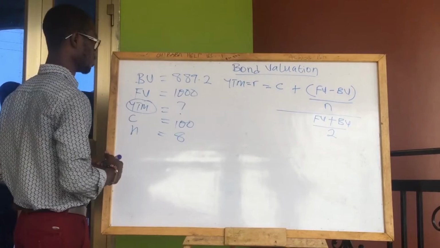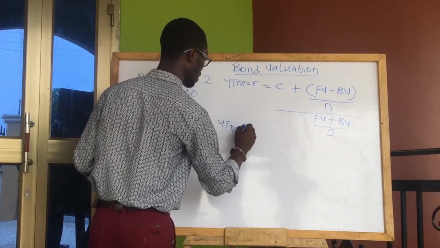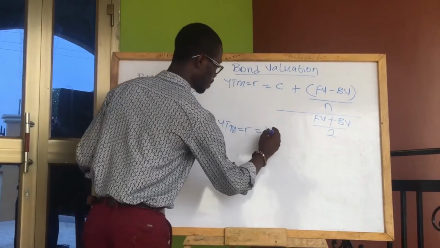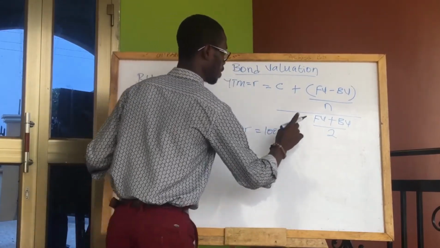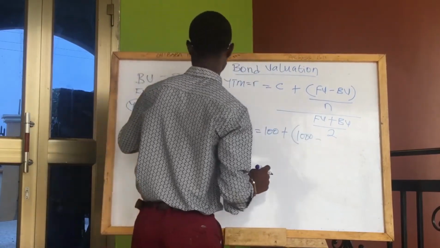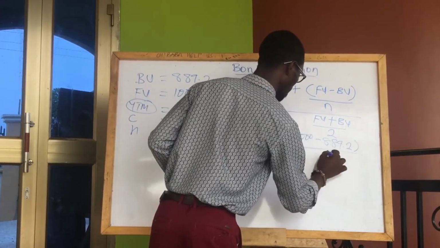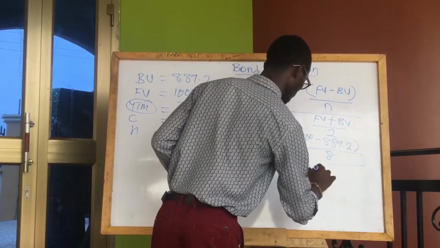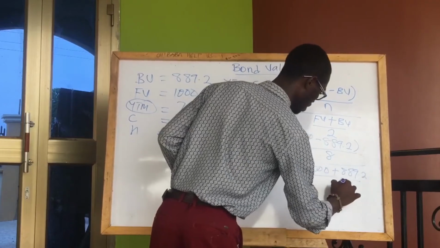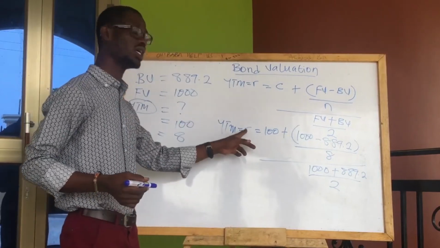I hope it's clear. So when you take this, yield to maturity or the interest rate is equal to C, which is what? 100, plus, now face value is what? 1000 minus bond value, 889.2. This divided by 8. All this divided by 1000 plus 889.2. All this divided by 2. So when you compute this, it gives you the yield to maturity or the interest rate.